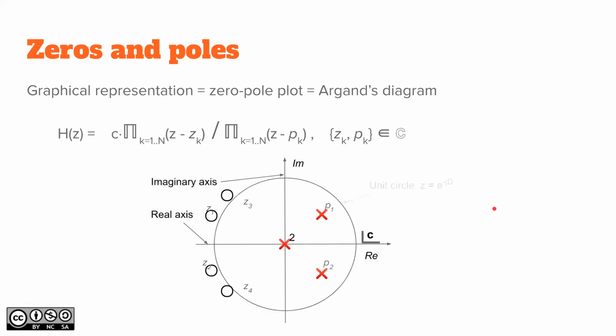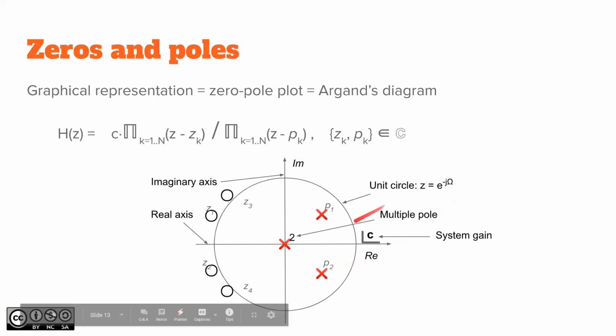There's some system gain. Okay, so the unit circle is actually where Z is equal to e to the j omega. Minus j omega. Okay, and multiple poles, real, imaginary, system gain. Yeah, nothing else.